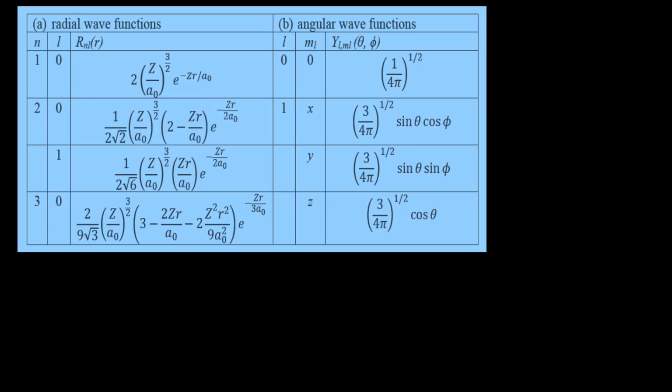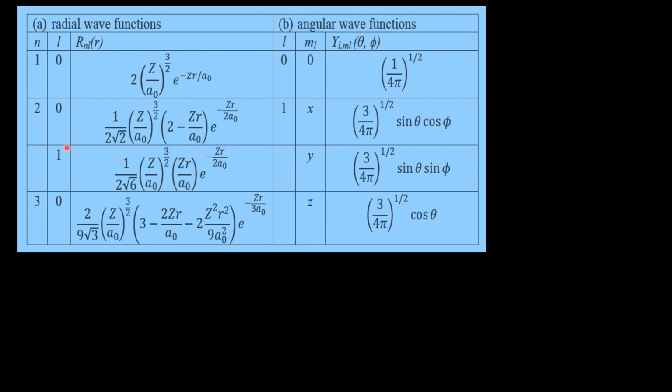Okay, if you now look at this table, one side represents the radial wave function and the other represents the angular wave function. Here for n equal to 1 and l equal to 0, the radial part of the wave function depends on a0, the Bohr radius for the hydrogen atom, and Z, the atomic number. The radial wave function is 2 times (Z over a0) raised to the power 3/2 times e to the power minus Z r over a0. Correspondingly, for n equal to 1 and l equal to 0, m l is equal to 0, and for the angular part you have one constant, 1 over 4 pi to the power 1/2.